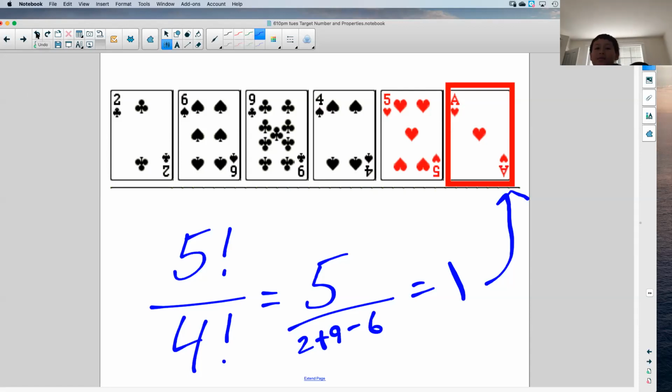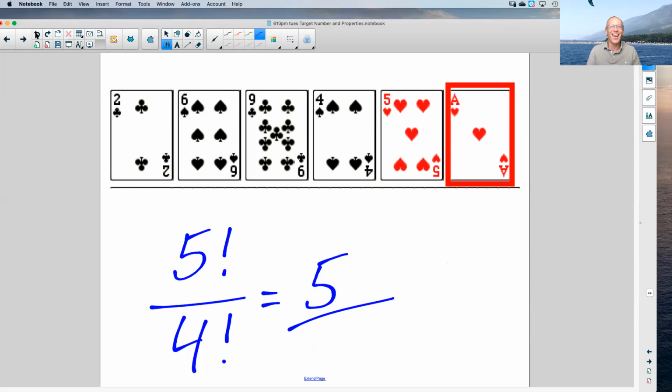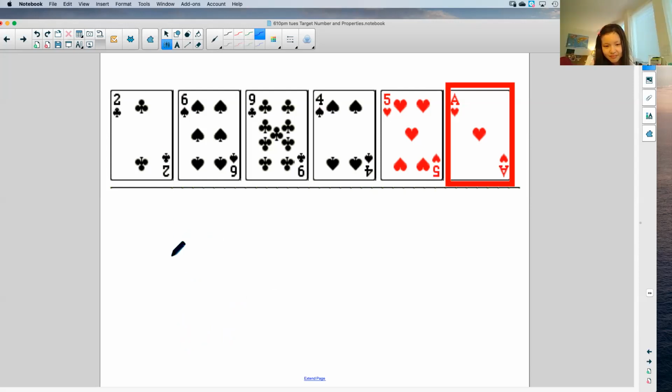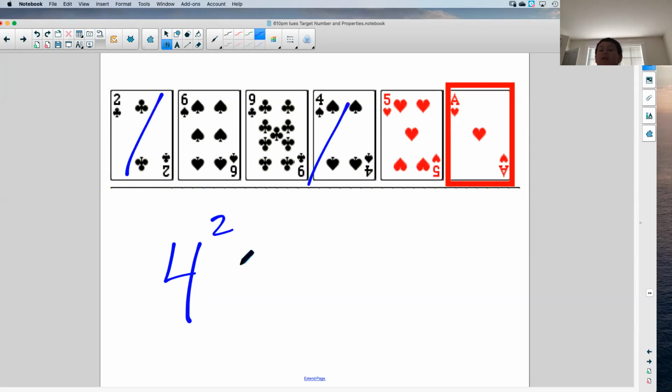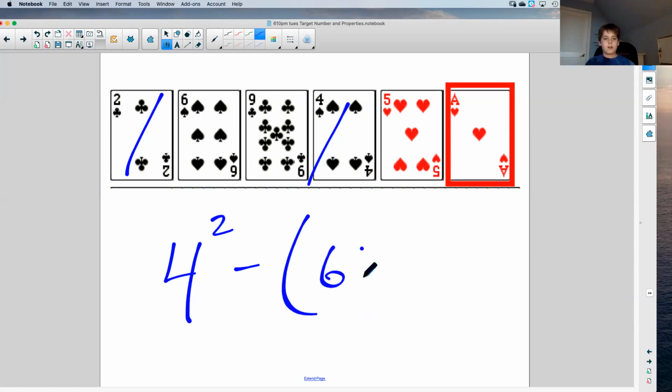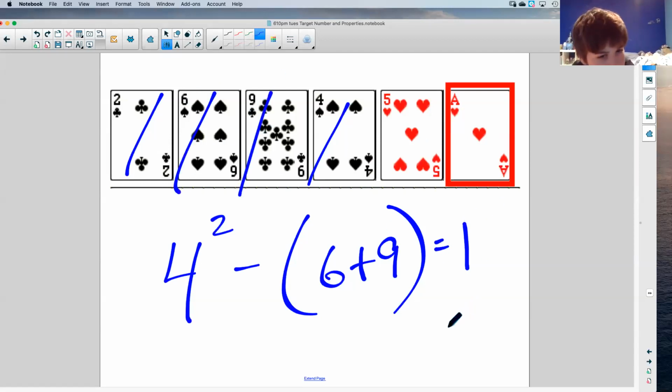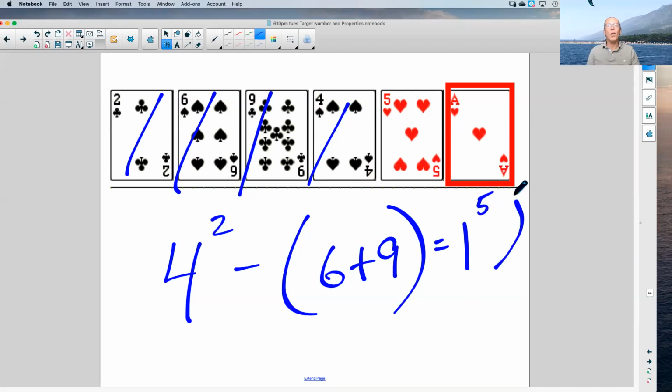I know 4 squared, 4 squared is 16. So that's 16, and then 16 minus the quantity of 6 plus 9, which is equal to 1. And then 1 to the 5th power is 1. Wow, that was sweet. Who's next? Seth.